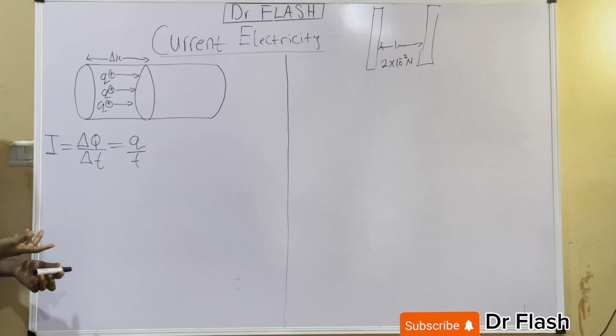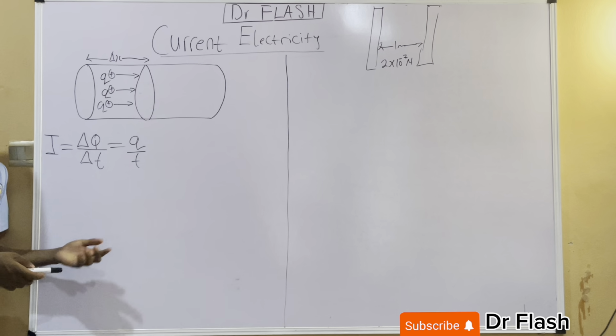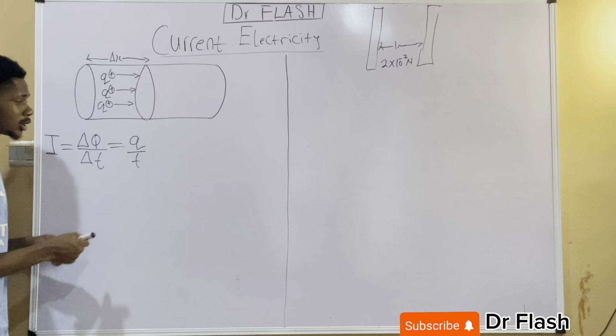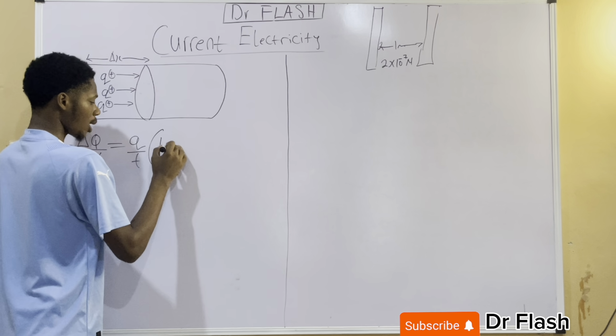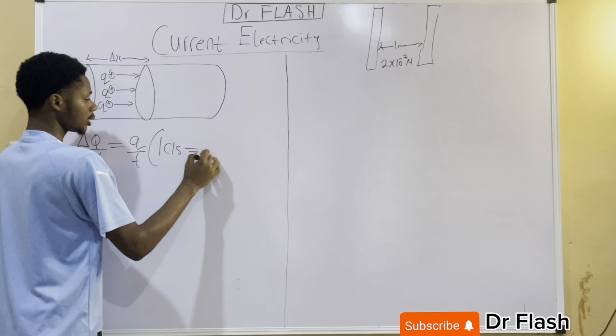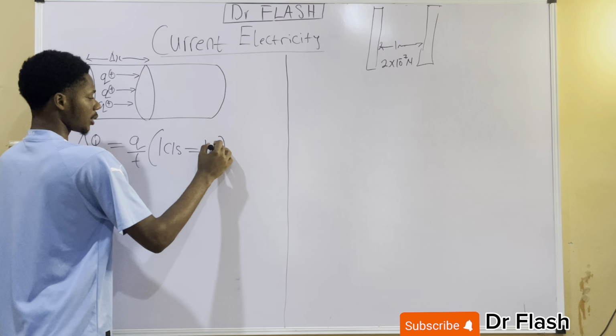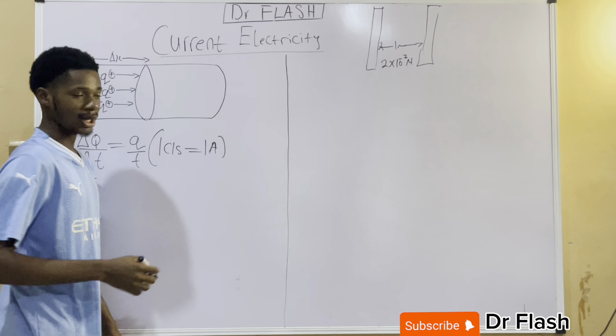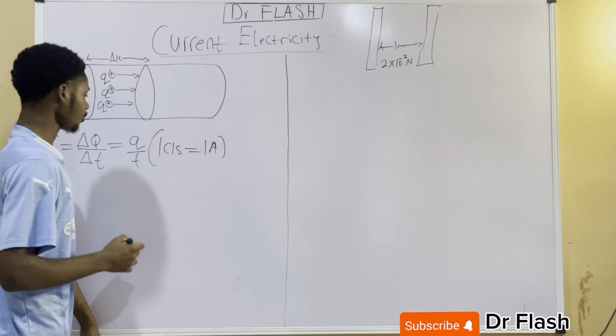You know current is measured in amperes or in coulombs per second. So 1 coulomb per second is equal to 1 ampere. Don't mistake this for Armstrong. Armstrong has a degree on top.